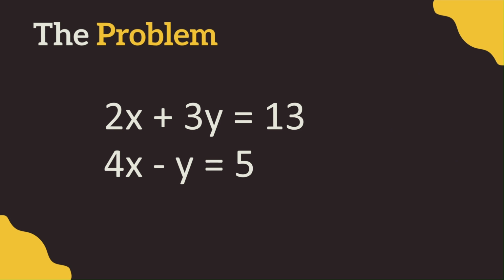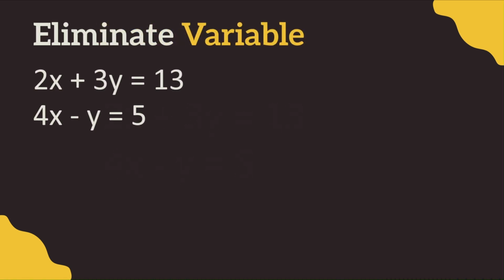We have 2x plus 3y equals 13, and 4x minus y equals 5. Same as before, our goal is to find values of x and y that satisfy both equations. The first step is to eliminate one variable. However, if we look closely, the y terms won't cancel out straight away. So before we eliminate a variable, we need to make the coefficients of one variable the same.